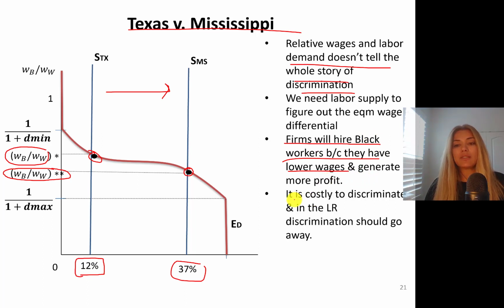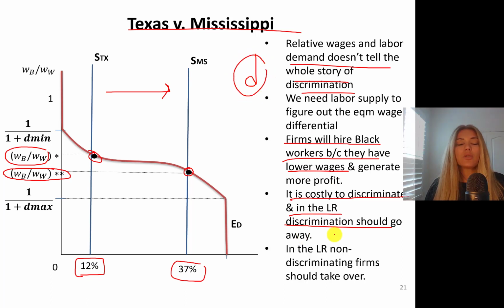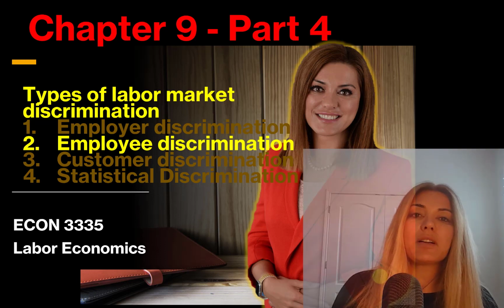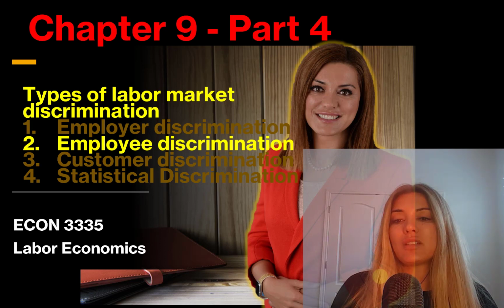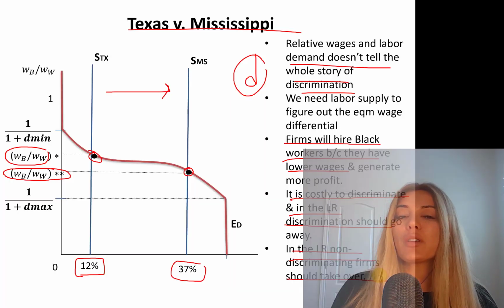It is costly to discriminate in the long run. Discrimination should go away, so that D is costly in the long run. In the long run, non-discriminatory firms should take over. We're hoping for that. In the next part, we'll talk about employee discrimination. In this part, we talked about employer discrimination.